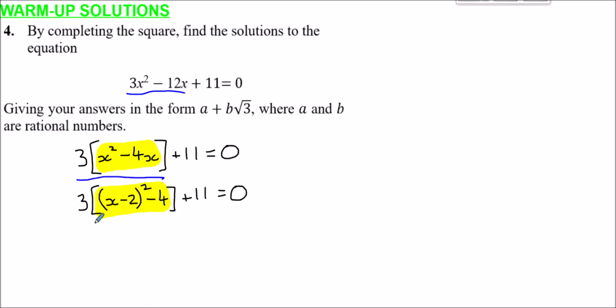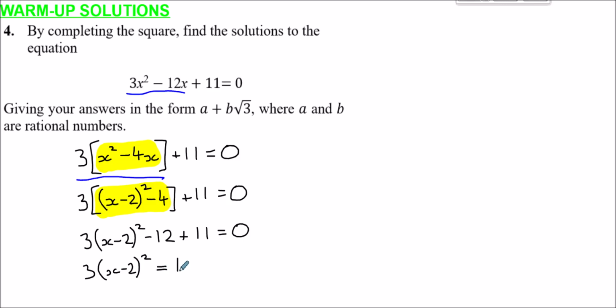This bit now we can expand out, and so we have 3 lots of x minus 2 all squared. 3 times minus 4 is minus 12, and again there's plus 11 at the end, equals 0. We can now combine this number into just 1. Minus 12 plus 11 is minus 1. So if we add 1 to both sides, we see that 3 lots of x minus 2 squared must equal 1. If we divide through by 3 now, we'll see that x minus 2 all squared must be equal to 1/3.